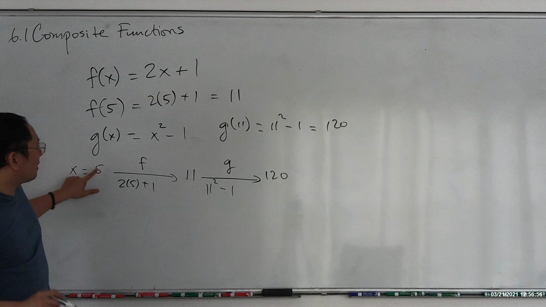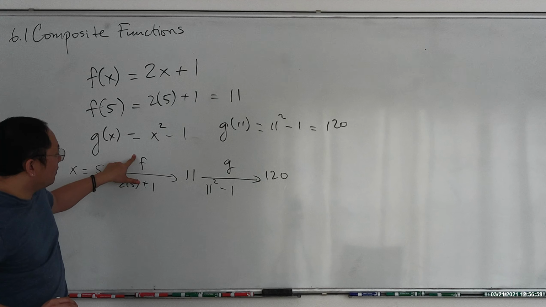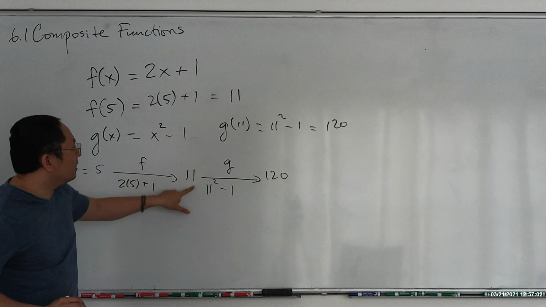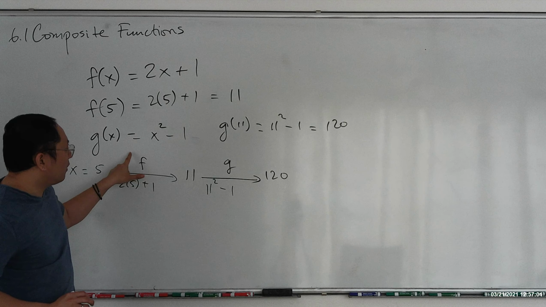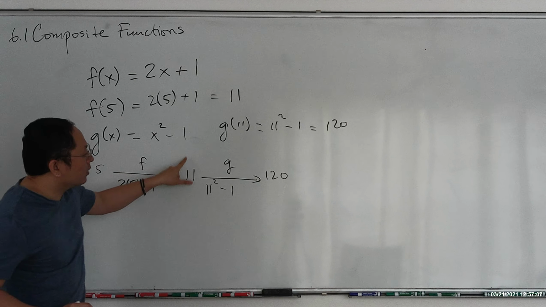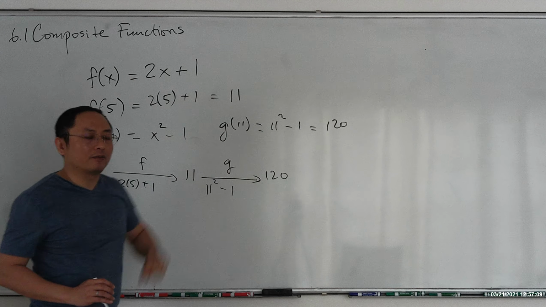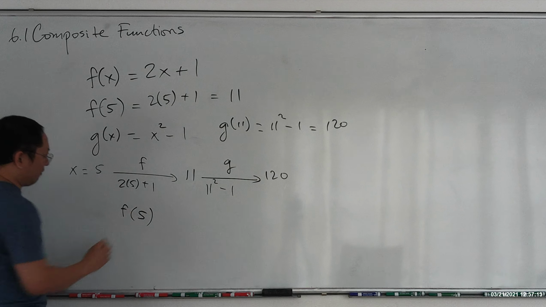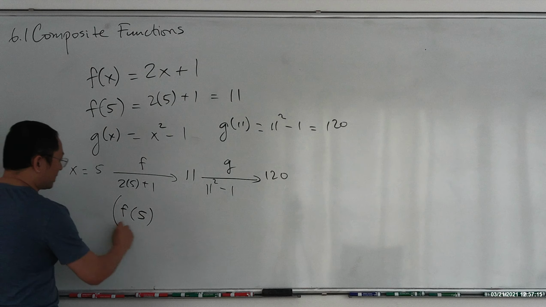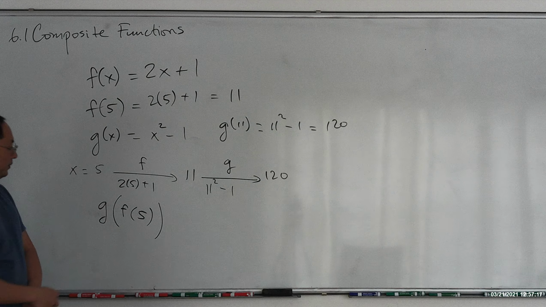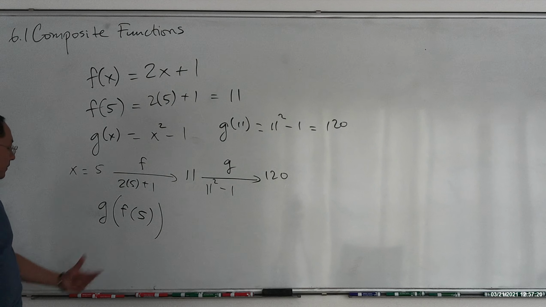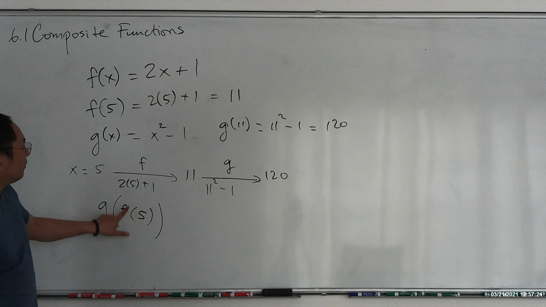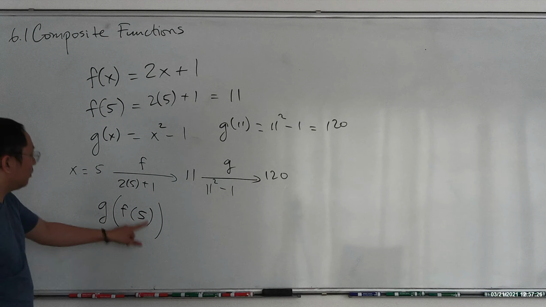Okay? So first you got 5. You plug 5 into f, you got 11. Okay? 11 now is like the intermediate product. It is the output for f. And we use 11 as the input to plug into the next one, g. And you got the final answer. So first of all, you got 5, right? You plug into f. You got f of 5, right? Now you use the whole thing as the input to plug into g. Okay? Then you have the final output. So 5 is the input for f, and then f of 5 is now the input for g.